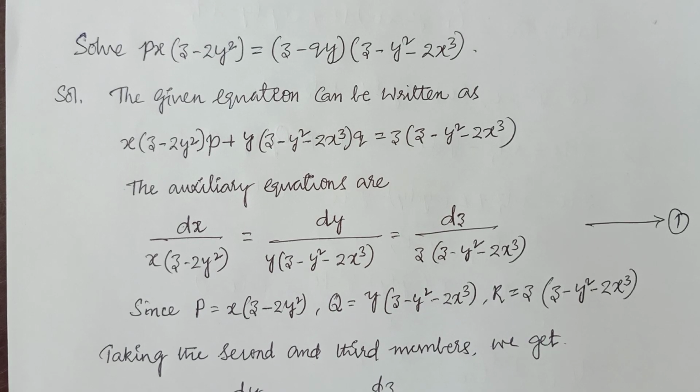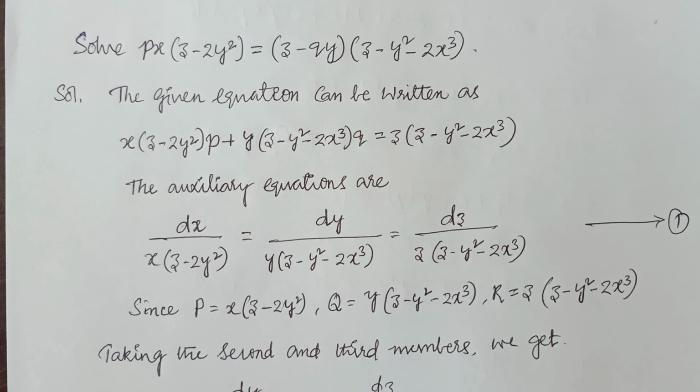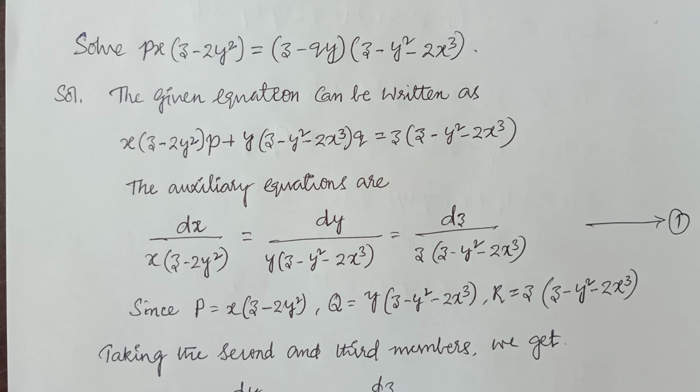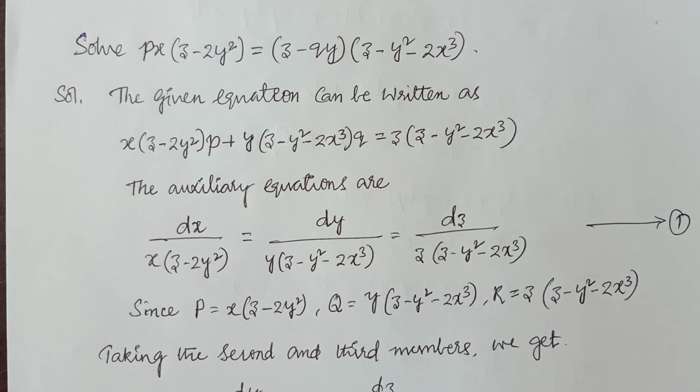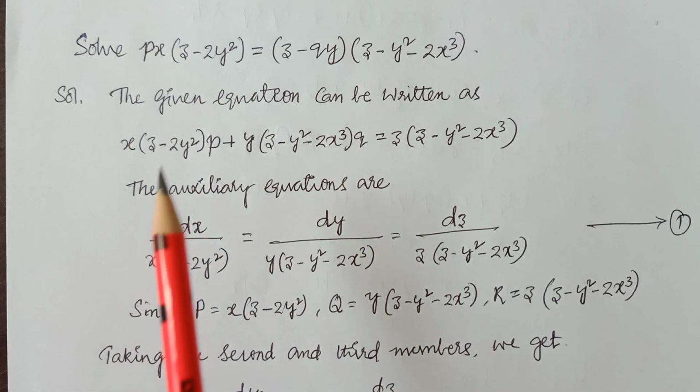Hi students, now we will discuss another problem on Lagrange's linear equation, using the method of multipliers or the method of grouping, or both. By using both, how can we solve a Lagrange's linear equation which is of the form capital P into small p plus capital Q into small q is equal to R? Okay, so this is the problem.